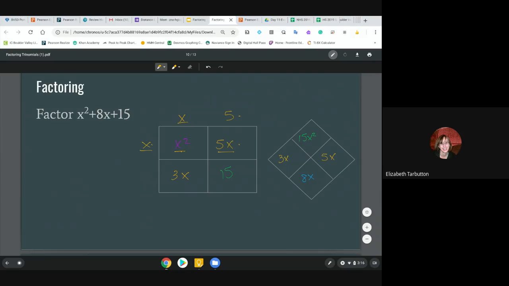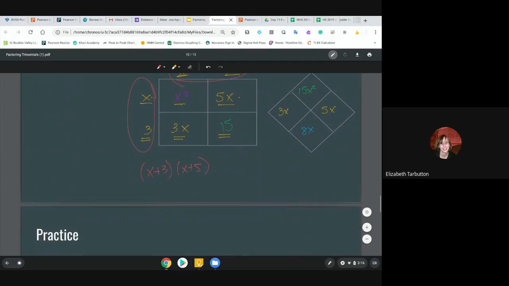Looking at our next row, our GCF of 3x and 15 is 3. We just want to check that that works with the rest of the box. 3 times x is 3x, and 3 times 5 is 15. So now we can write our answer. Our factors are x plus 3 and x plus 5. And that's our final answer.